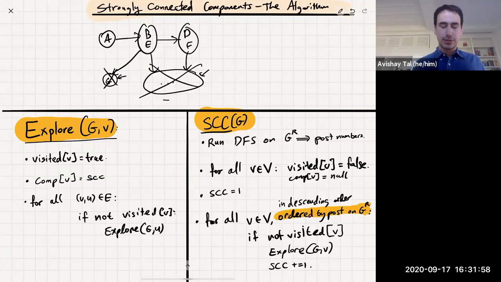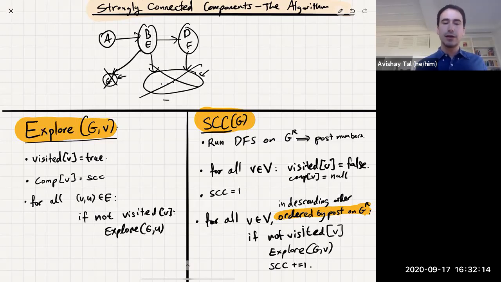So this is a great place to ask for questions. I have one question. So when you run DFS on the reverse of the graph, you can start at any arbitrary point. Is that correct? Yes. So the DFS on the reverse, I don't care about the order. Any order would work, right?